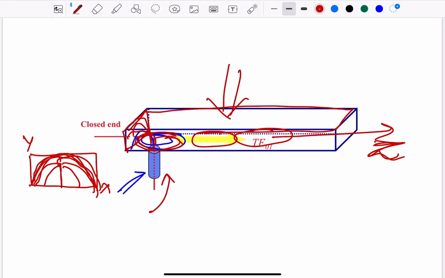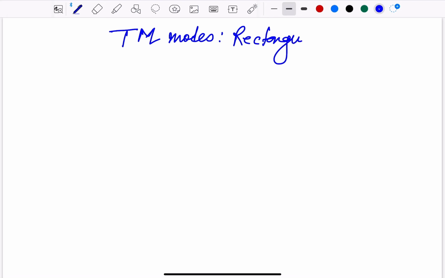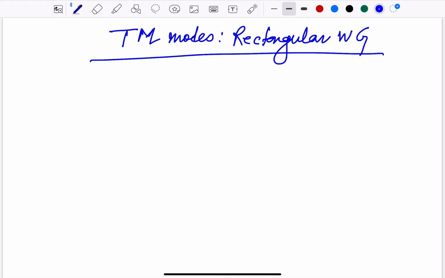Okay, so let us move to the TM modes. We are supposed to explore the TM mode also. So, TM modes for rectangular waveguide. Fine. We will not take much time because we already explored the TE mode in detail in earlier classes.